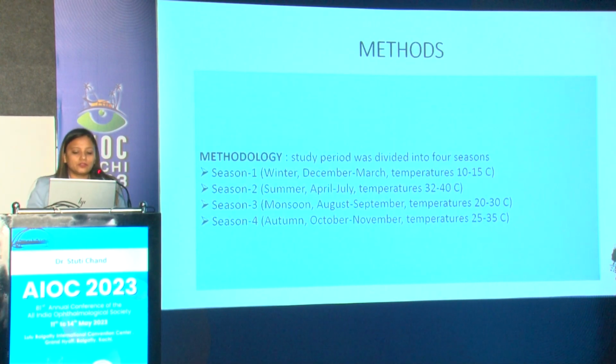The study period was divided into 4 seasons: Season 1, Season 2, Season 3, and Season 4. Season 1 was winter with temperature of 10 to 15 degrees Celsius. Season 2 was summer with temperature 32 to 40 degrees Celsius. Season 3 was monsoon with temperature between 20 to 30 degrees Celsius. And Season 4, autumn, with temperature 25 to 35 degrees Celsius.